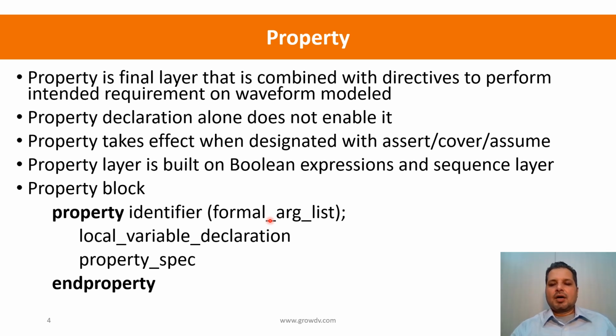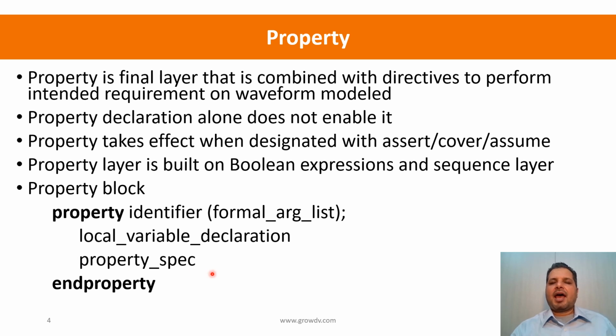You can pass the properties or the arguments to the property. You can pass the list of arguments, and then as we had seen, even in the sequence you can declare the local variables which you can use at one particular sampling event, and then in future sampling events the value that you had sampled in the previous sampling event can be utilized.